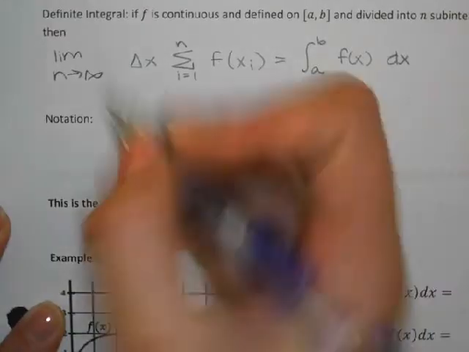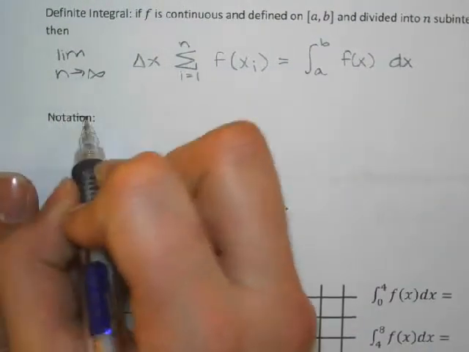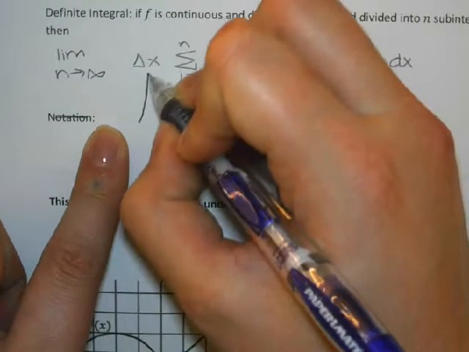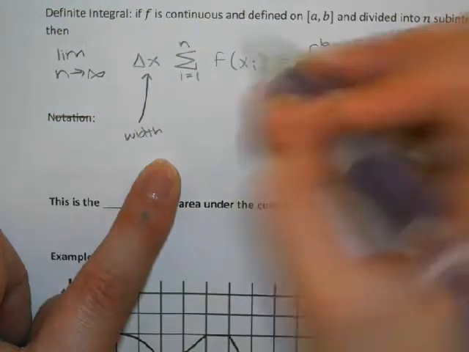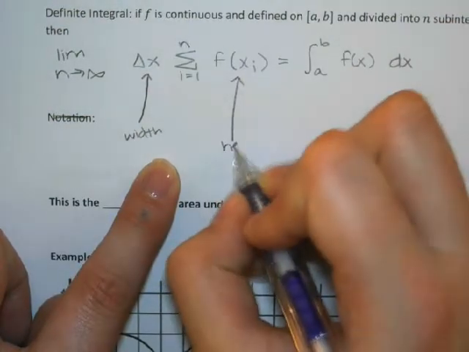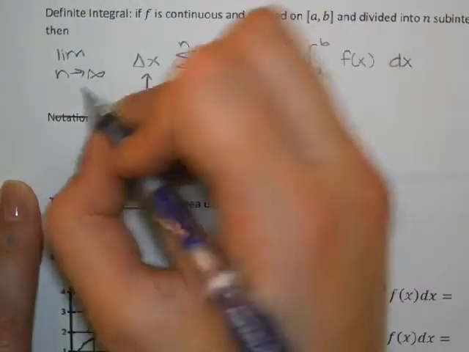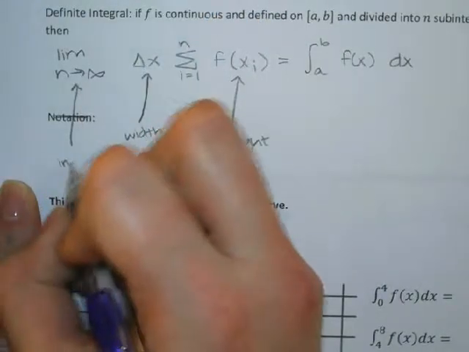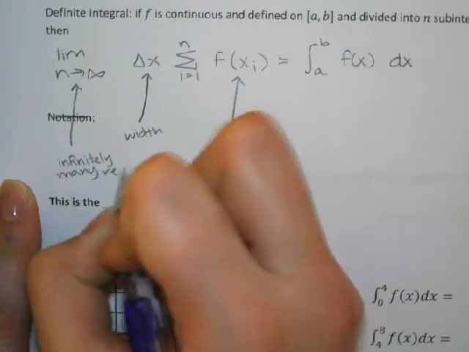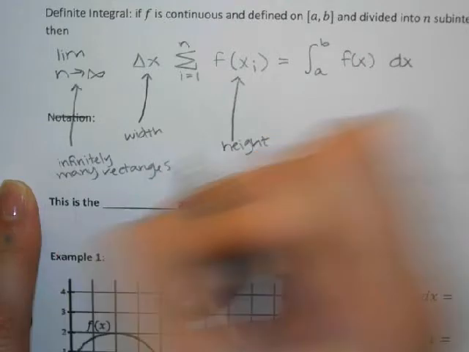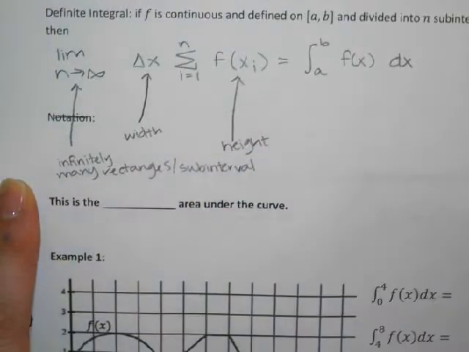Okay, so we're going to go ahead and describe what all this notation stuff means. I guess I didn't really need to write notation here because we can just draw arrows. So I'm just reminding you that this right here is the width of the rectangle. This right here is the height of the rectangle. And then this is saying that we're doing infinitely many rectangles or subintervals, because each subinterval made a rectangle.